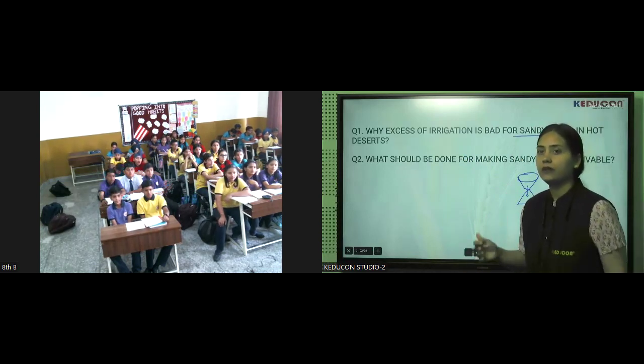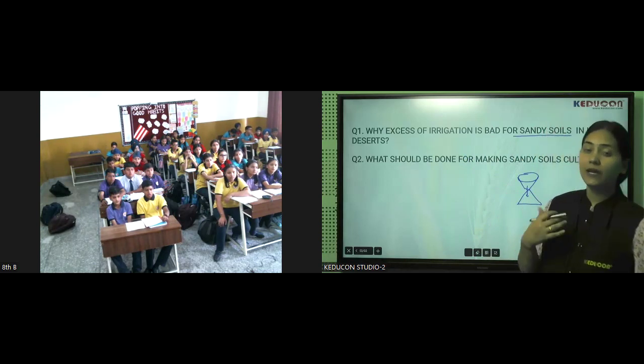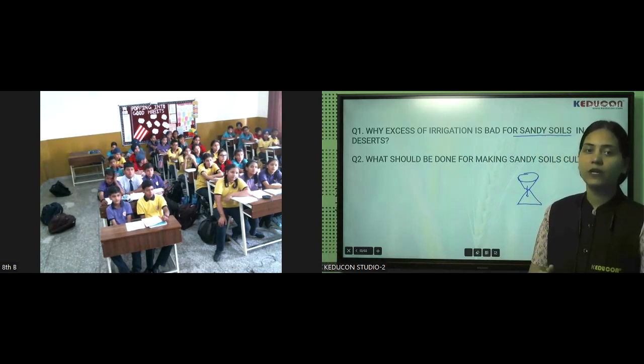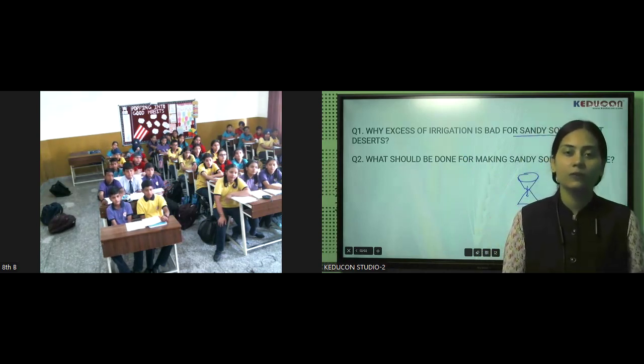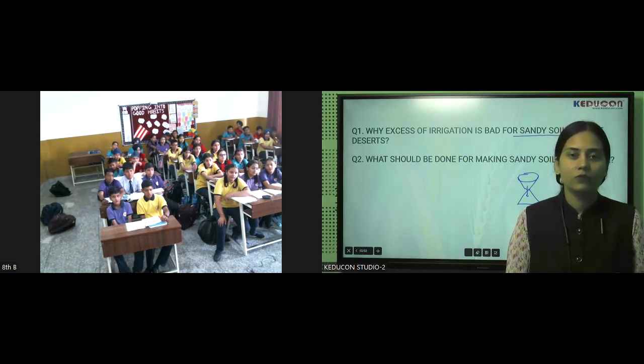Now, what can we do to make sandy soil cultivable, or fertile? How can we make sandy soil fertile? How can we grow plants in sandy soil? What can we do?